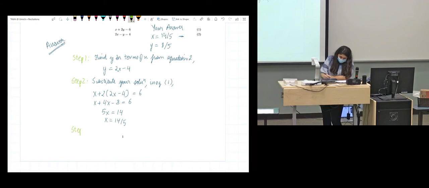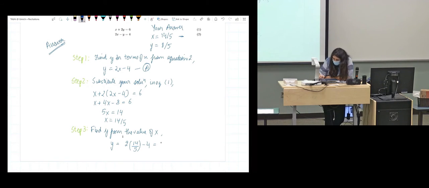The final step is then we find y from the value of x that we just got. So you get y is, we're going to use this equation, and you get 2 times 14 by 5 minus 4, which is, quick math, 28 by 5 minus 4, which is 8 by 5. So our solution is unique. There was no contradiction at any point, and we found 2 specific values of x and y.